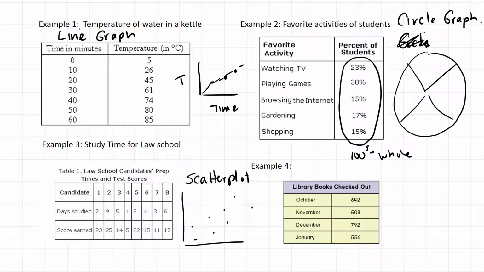And then the last one compares a number of library books that are checked out over months, and that one is best as a bar graph. So hopefully that helps put the 4 different types of graphs in perspective.